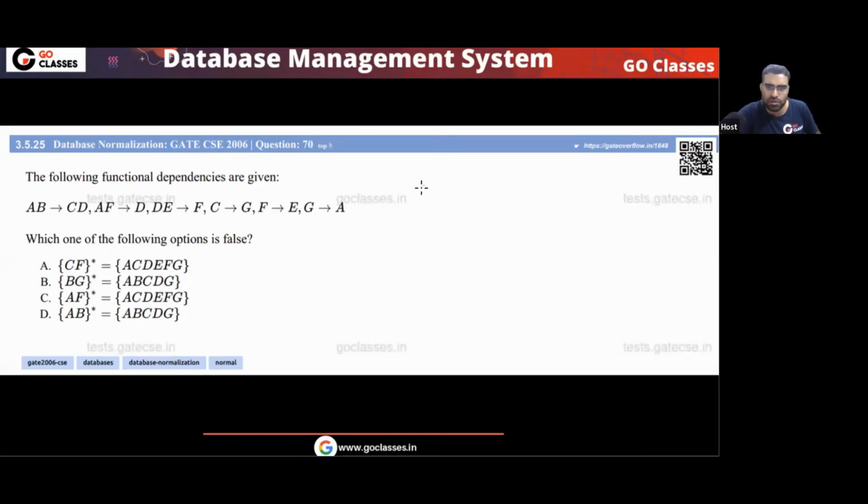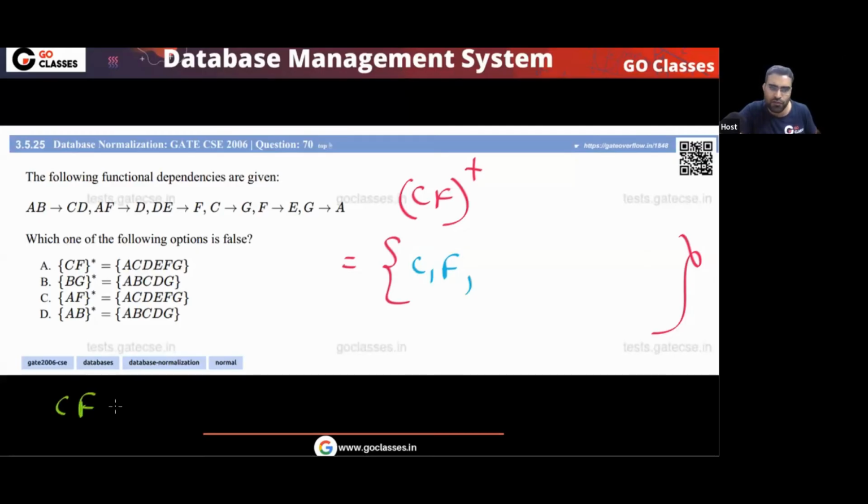So what is CF closure? Remember, this is the symbol for closure. Some authors use a star also, no problem. You can understand that this is closure. So what will CF bring? CF will bring CF by reflexivity, because of the trivial functional dependency. This is your reflexive law.